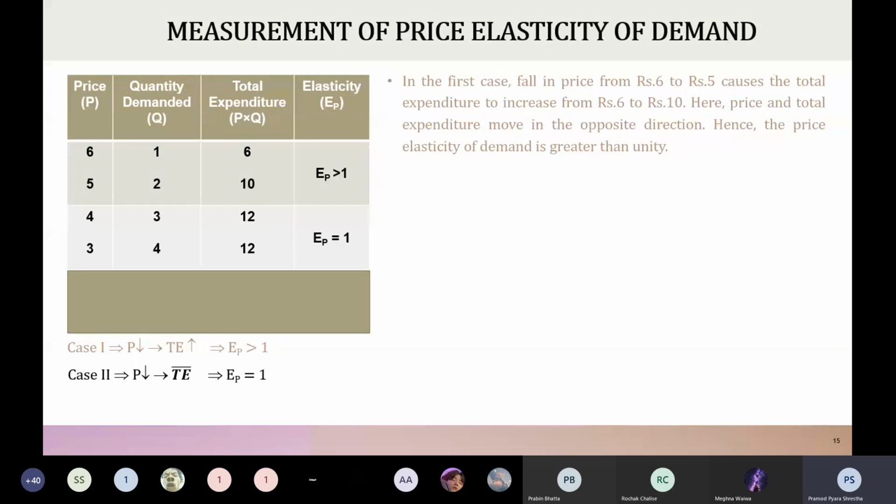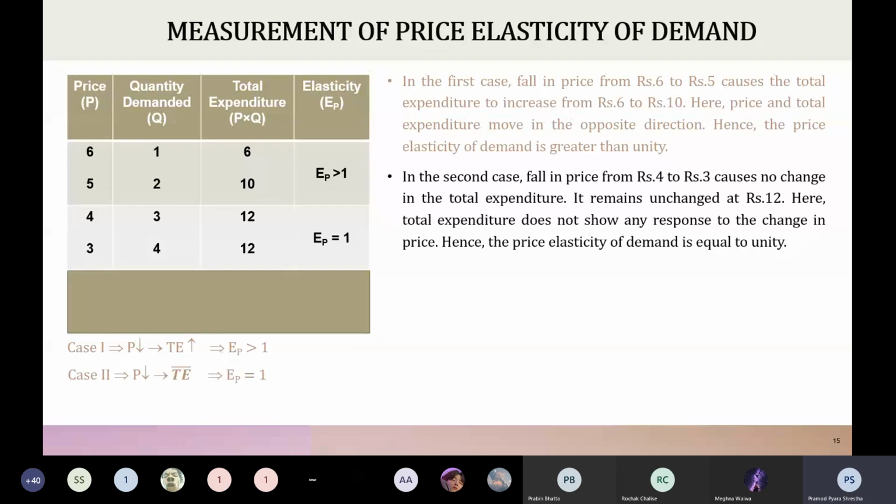The second portion of the table we can explain like this. In the second case, the fall in price from rupees 4 to 3 causes no change in total expenditure. Total expenditure remains constant at rupees 12. Here total expenditure does not show any response to the change in price. That's why it is the case of EP is equal to unity.